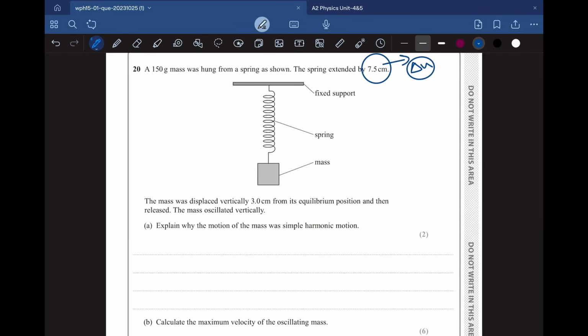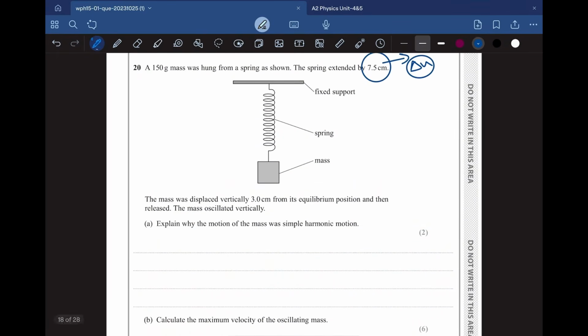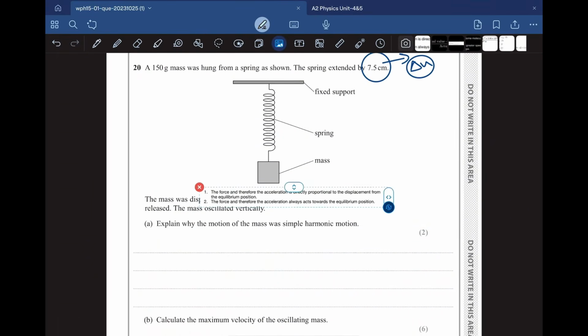All right, and then the mass oscillated vertically. So it was oscillating vertically. This is important information. It says explain why the motion of the mass was simple harmonic motion. This is a very easy 2 marks question that is more or less present in every exam paper. And the answer of this question is very easy.